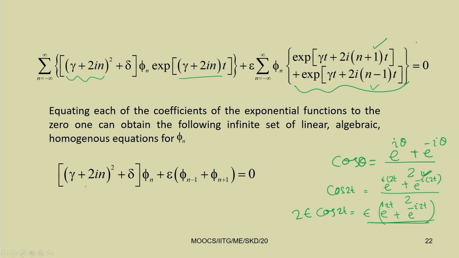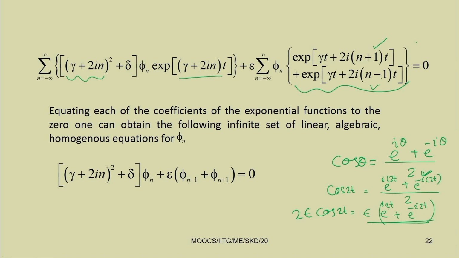You just see the coefficient of the nth equation can be written in this form, that is (gamma plus 2i n) square plus delta into phi n. So, you just see everywhere this e to the power (gamma plus 2i n) t can be taken common, and it can be taken out this side. Here n must be, so we have to take n minus 1. If it is n minus 1, then n minus 1 plus 1 will be n. That is why it will be epsilon into phi n minus 1.